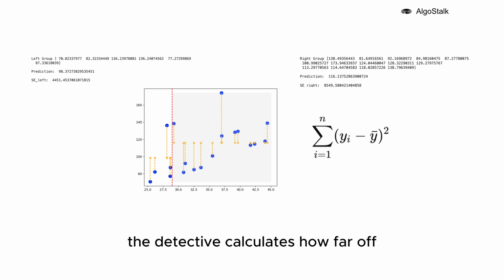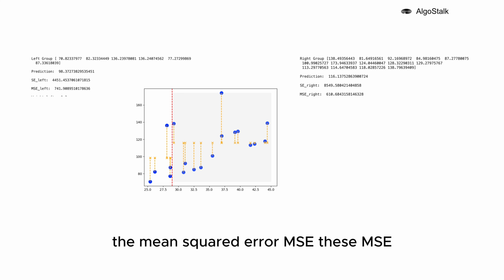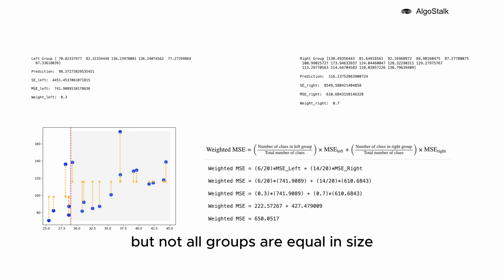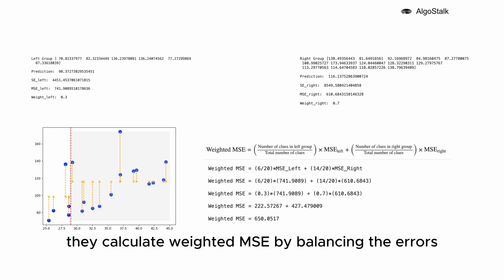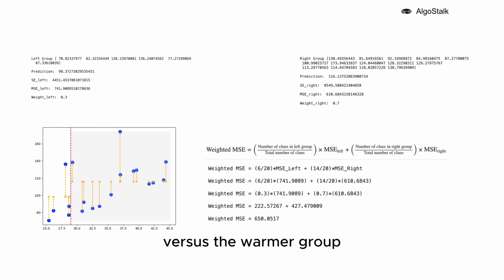The detective calculates how far off each clue is from the group's prediction, squaring the difference to avoid any negative numbers. Then, they calculate the average error in each group, the mean squared error, MSE. These MSE values tell the detective how accurate their predictions are for the cooler group and the warmer group. But not all groups are equal in size. To get a fair evaluation, the detective considers the number of clues in each group. They calculate a weighted MSE by balancing the errors based on how many clues fell into the cooler group versus the warmer group.